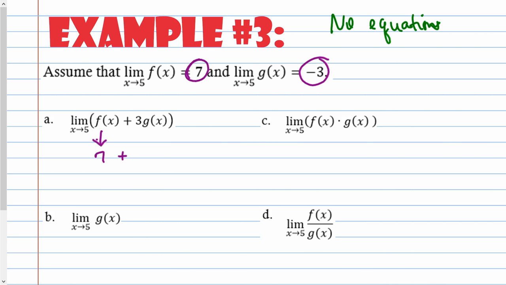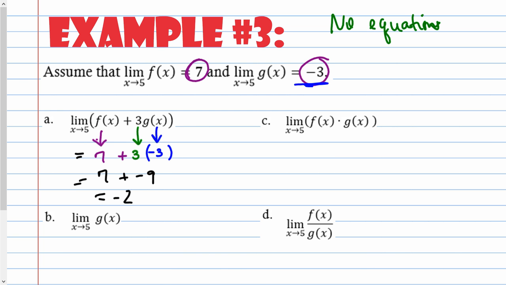So look back into the directions and it says that the limit of g of x as x approaches 5 is negative 3. So this part right here, I'm going to bring that down, and then this part right here, according to the directions, is negative 3. And so now I find my answer. So 7 plus negative 9. So my answer is negative 2.